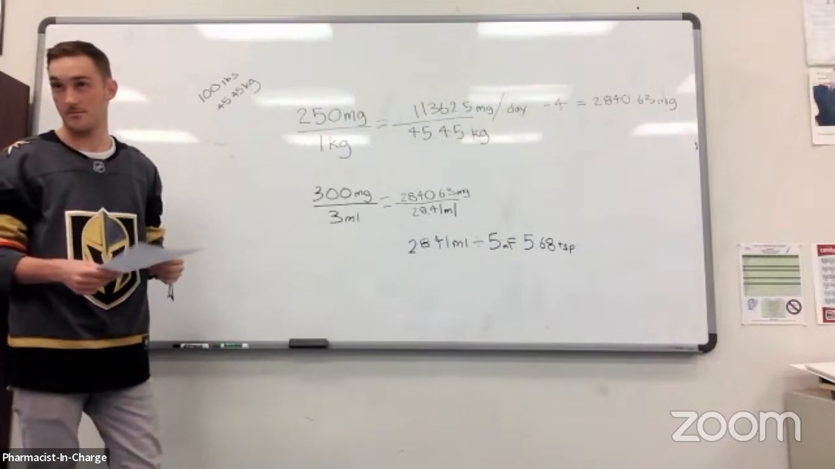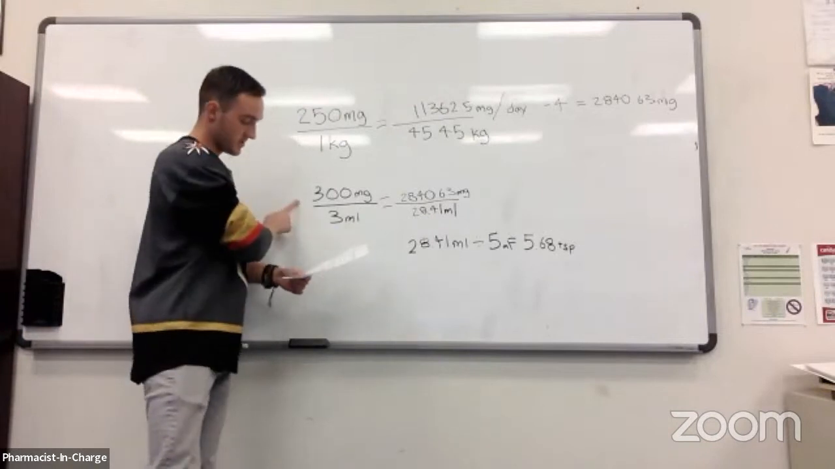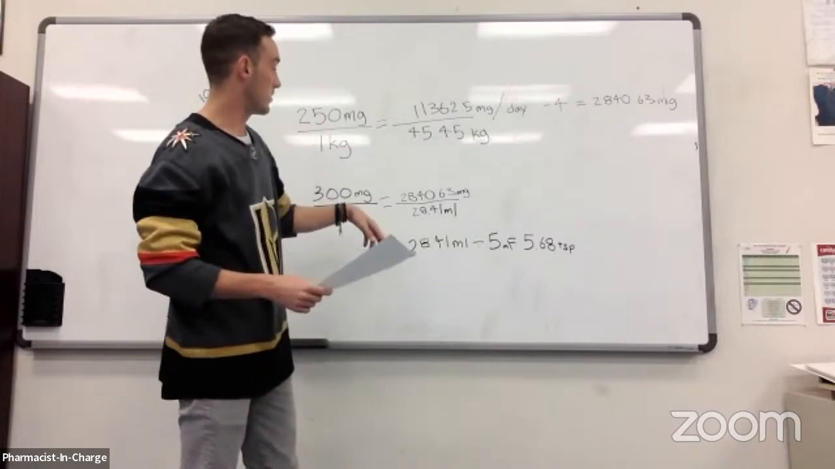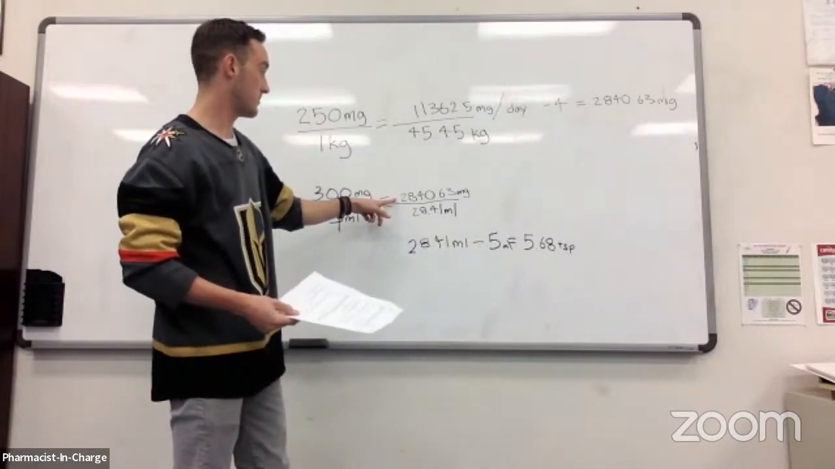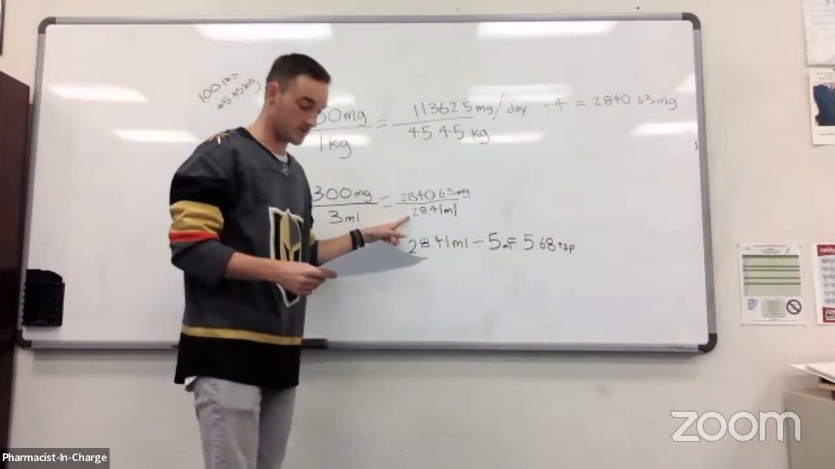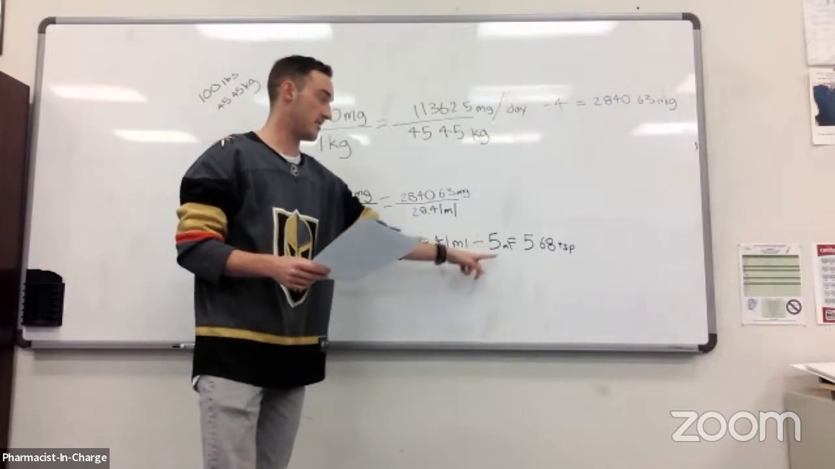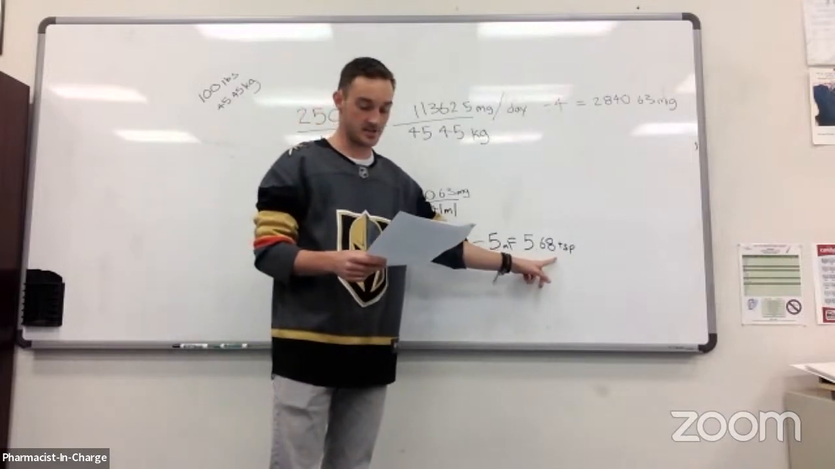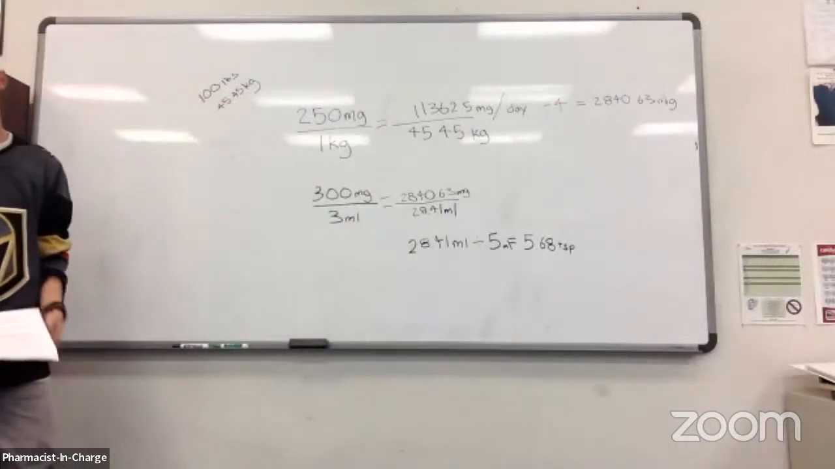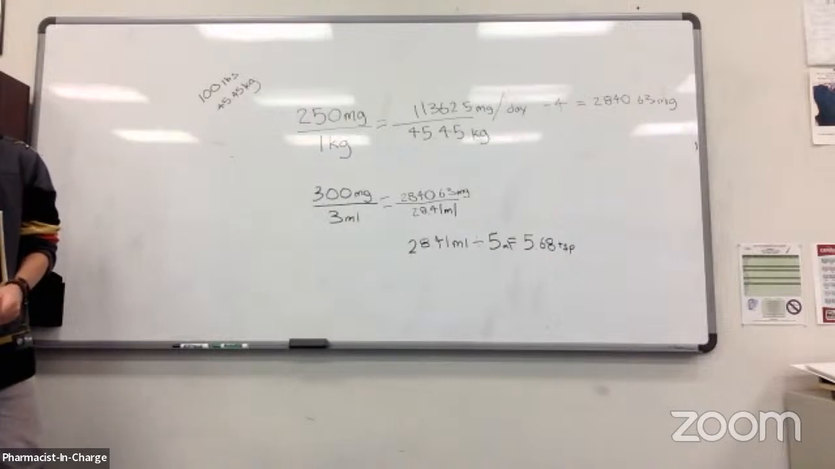You got it? Okay, continue. Then it says our supply is 300 milligrams per 3 mLs. So you would put your 2,840.63 milligrams, cross multiply and divide, and you get 28.41 milliliters. Divide that by 5, since 1 teaspoon equals 5 ml, and you get 5.68 teaspoons. And the final question was the weight. That's it. Any questions?